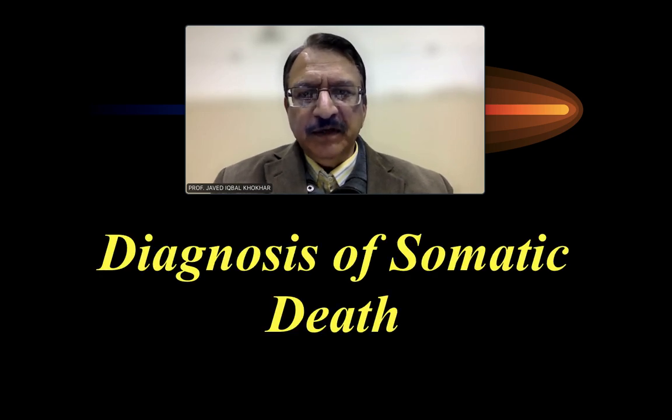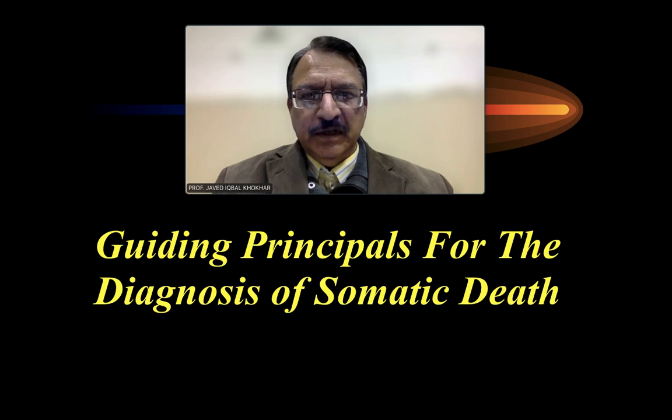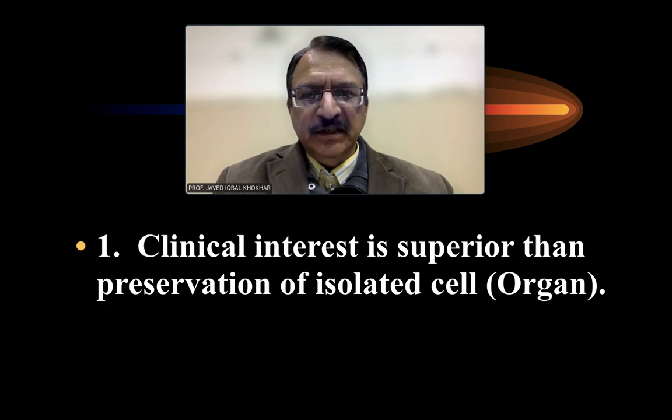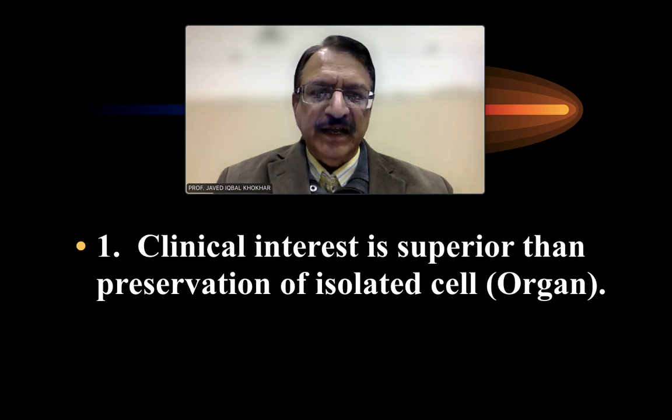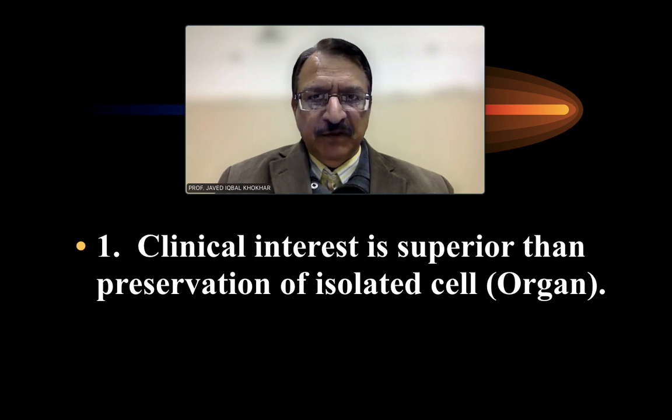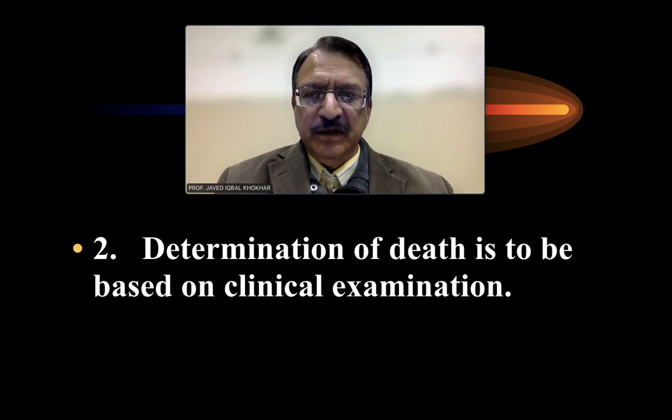So, starting with the topic diagnosis of somatic death. What are the guideline principles for the diagnosis of somatic death? The first is the clinical interest should always be superior to the preservation of isolated cell or organ. That means when we are going to take the organ for transplantation, the clinical interest is superior. The first is the life of the person. The second is determination of death is to be based on clinical examination. Clinically, we should certify death.